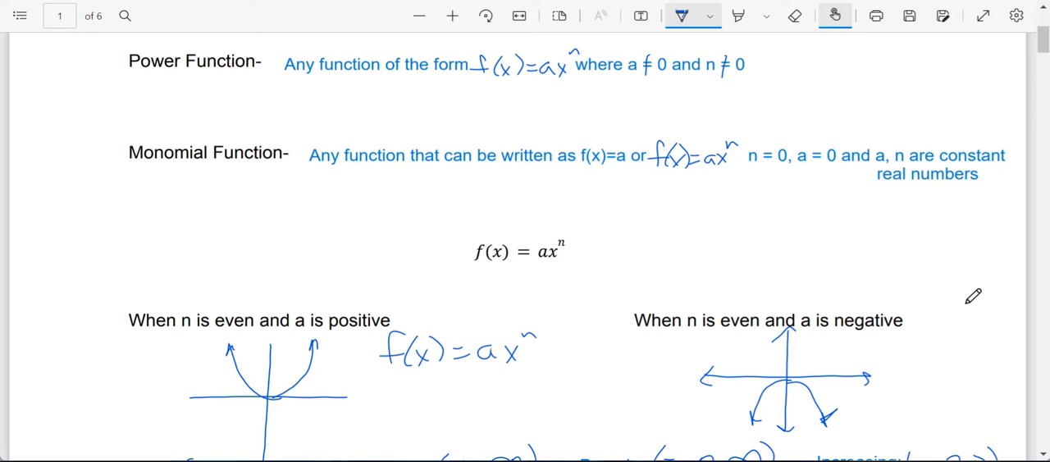Good day, students. Today, we are going to talk about power and radical functions. Now, we should probably define what a power function is.